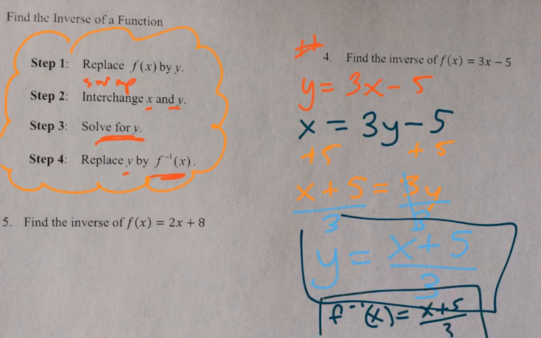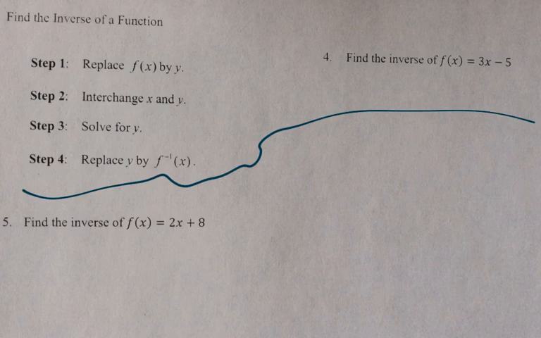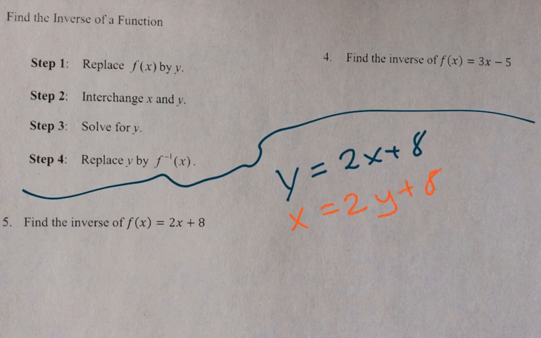On this next one, I cleared it out so I can have enough space. We're going to find the inverse of f of x equals 2x plus 8. So the first step is we're going to change it to y equals 2x plus 8. Second step is we're going to swap our x and our y. So this is going to be x equals 2y plus 8.